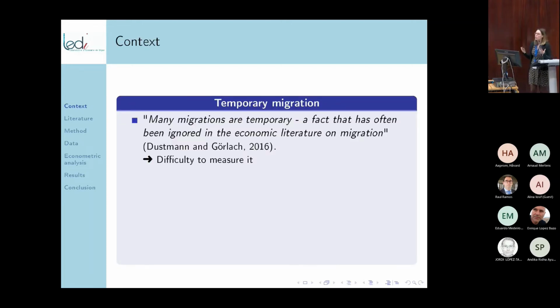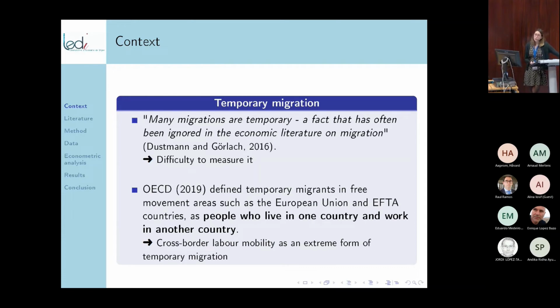To begin, let me introduce some key elements of this article. In 2016, Dustmann and Görlach noted that many migrations are temporary, a fact that has often been ignored in the economic literature on migration. The main reason why temporary migration is absent from the empirical literature is the difficulty of measuring it. Very recently, the OECD defined temporary migrants in a free movement area such as the European Union and the EFTA countries as people who live in one country and work in another. This definition makes it possible to view cross-border labor mobility as an extreme form of temporary migration.